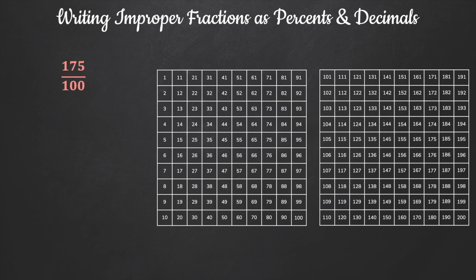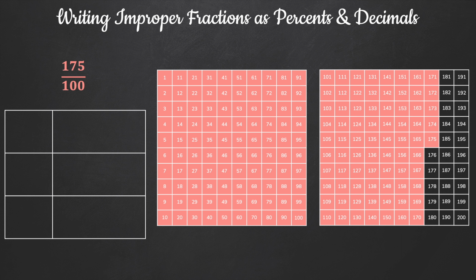To get us started, we're given an improper fraction here, and this improper fraction is 175 over 100. Now, we know that an improper fraction means that it's more than 1. So in this case, it means that we're going to shade in 175 of these squares. So we have a whole grid here, and then we have a part of another grid shaded. So as a fraction, we were given 175 over 100. Because it's over 100, it made it easy for us to represent our model here.